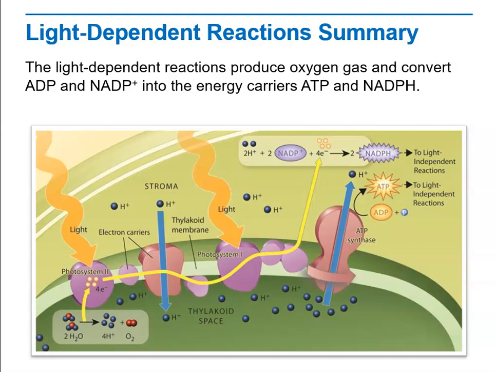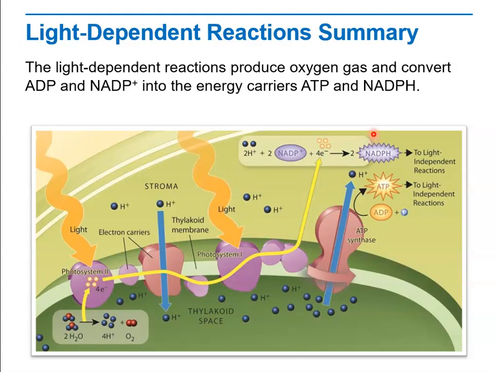So let's summarize the light-dependent reactions. The light-dependent reactions produce oxygen gas here and convert ADP and NADP plus into the energy carriers ATP and NADPH. That's the overall result of the light-dependent reactions.